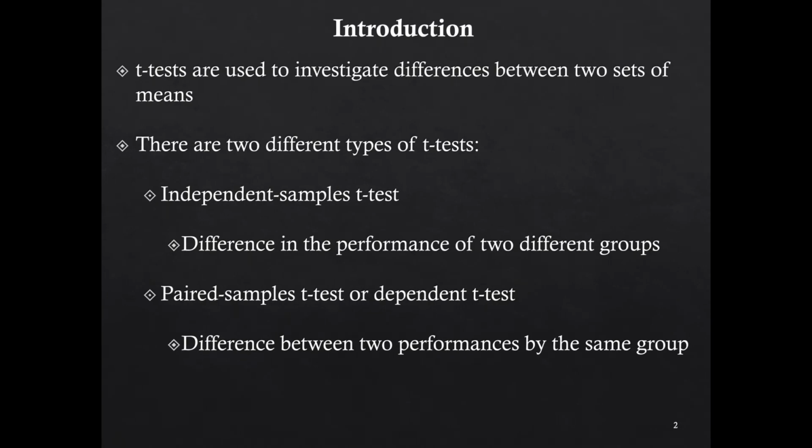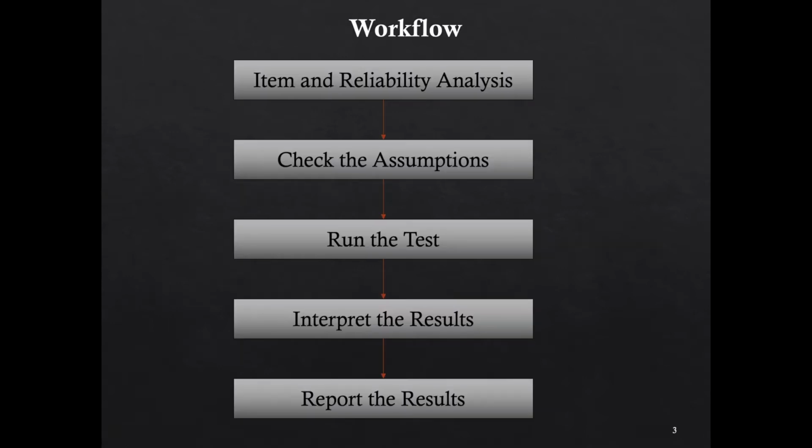Just like we talked about last time, a paired samples t-test allows you to look for the difference between two performances by the same group. In your workflow, first, we'll check our assumptions, then we'll run the test, and then we'll interpret the results. Remember though that you would also do an item and reliability analysis, and you would report your results if you were researching this in a real environment.